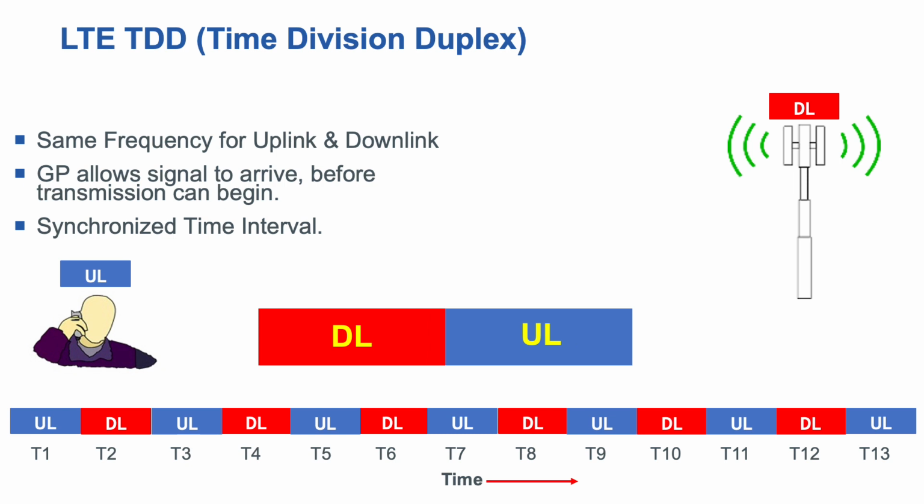One of the other technologies you could use is Time Division Duplex. It uses the same frequency for the uplink and the downlink. So in terms of spectrum utilization, it's much more efficient. There is a guard period which allows the signal to arrive before transmission can begin. As you move away from the E node B, this guard period has to extend. So the overall latency can increase as the user or the UE moves further away from the E node B.